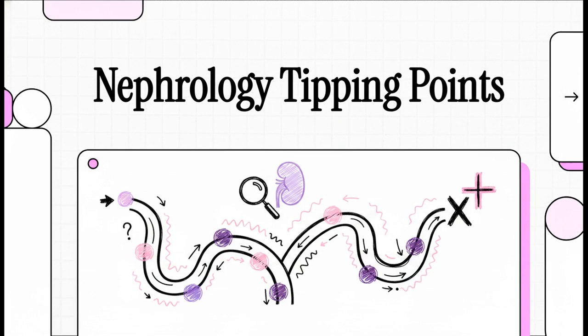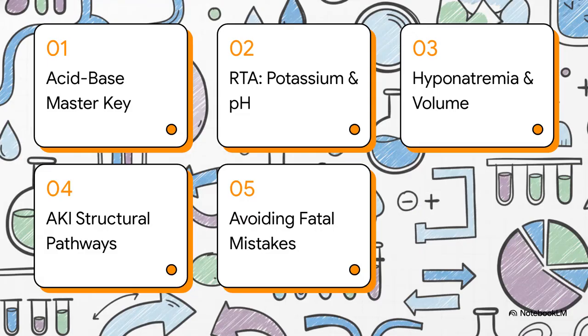So in this explainer, we're going to audit those critical nephrology bifurcations. We're going to look at the exact moments where you absolutely must choose between two distinct pathways and figure out how to ensure you're following the true clinical signal instead of just getting lost in the lab's noise. Let's get into it. Okay, let's dive into this roadmap.